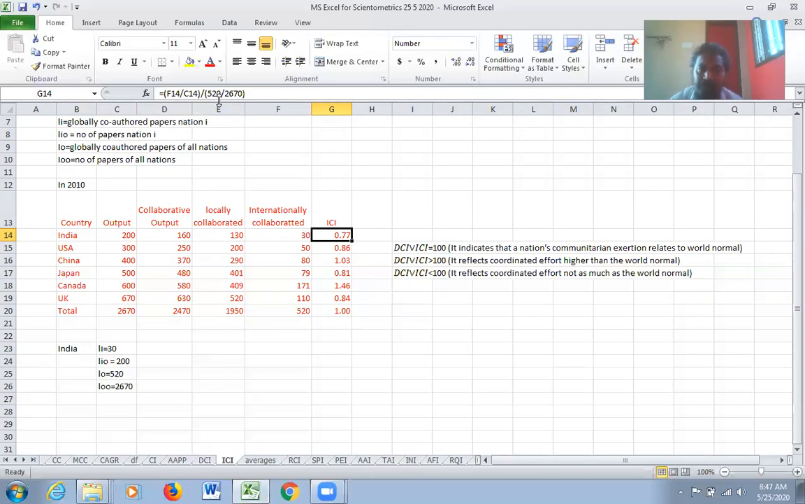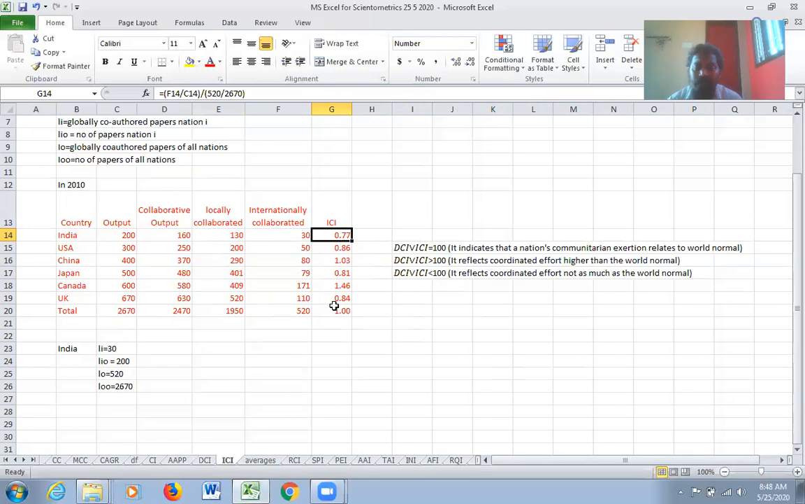But the second portion, 520. What is 520? If you take the contribution of all the countries together, how many papers were collaborated internationally? 520 papers. So 520 divided by 2670. What is the 2670? Total output of all the countries taken together. So what's the answer? We get 0.77 as our internationally collaborative index. So if you take China, it is 1.03. If you take Canada, it is 1.46.